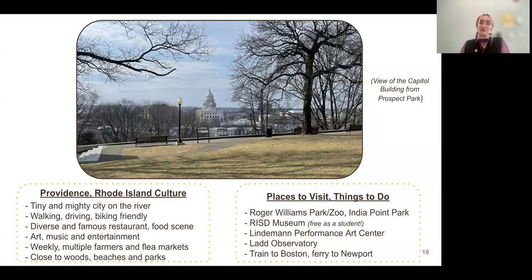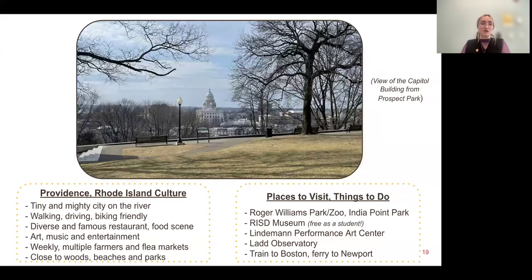We are known for our diverse and famous restaurant and food scene. It is currently Providence Restaurant Week, when all of the fun, fancy, unique restaurants within Providence offer some discounted prix fixe meals to really get people to explore the different restaurants. And we always look forward to that.